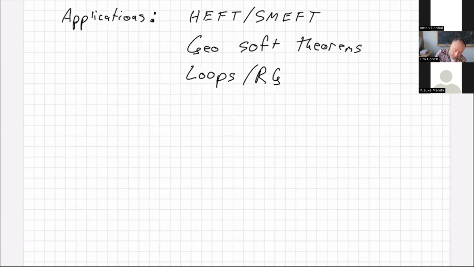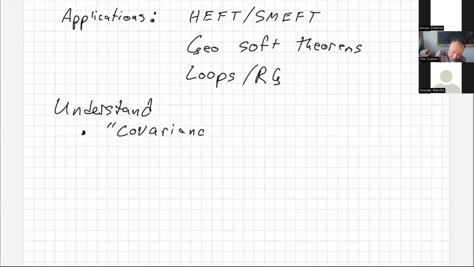So what we want to do is understand if we can generalize, and along the way we need to understand covariance. I've alluded to the sense in which these objects I was writing are covariant, but it's more subtle than just generic covariance. We want to discuss higher derivatives.